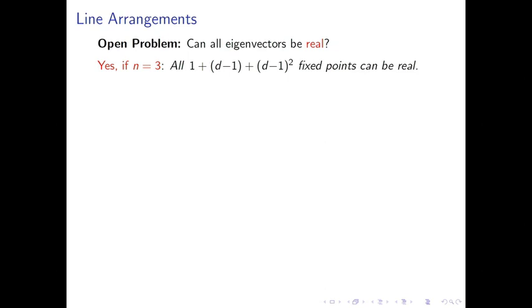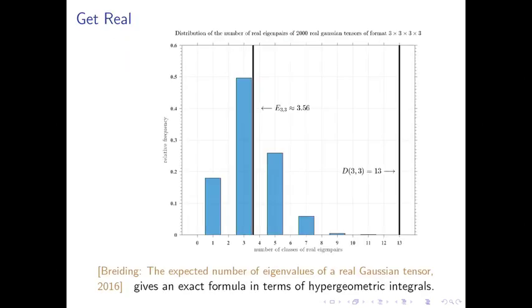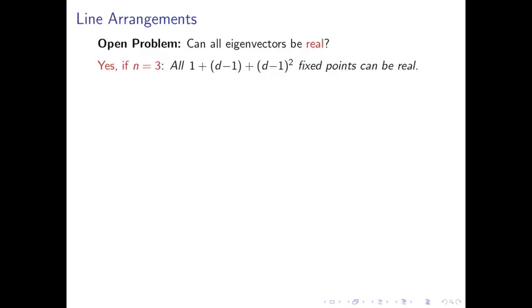And here's the second open problem. Can all the eigenvectors be real? Here we saw that this 13 is quite rare, but it can be attained. But is it true? Can you find, for any n and d, a real tensor such that the full complex count is attained by real eigenvectors? We don't know at this point.